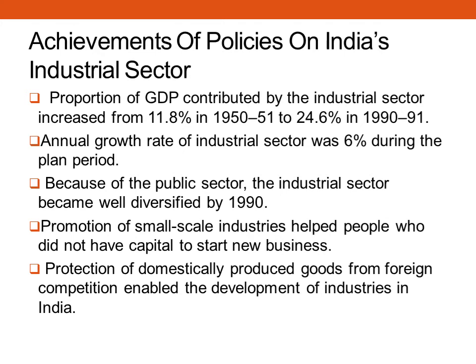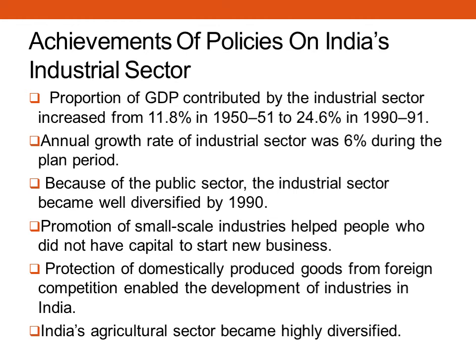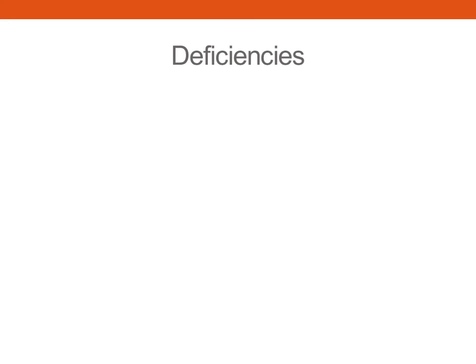So these are the main achievements of policies on India's industrial sector. GDP has increased, annual growth rate has increased. Then due to the public sector, the industrial sector became well diversified. Then promotion of small scale industries helped people who do not have enough capital to start business. Then protection of domestic industries helped the development of industries in India. Then India's agriculture sector became highly diversified.